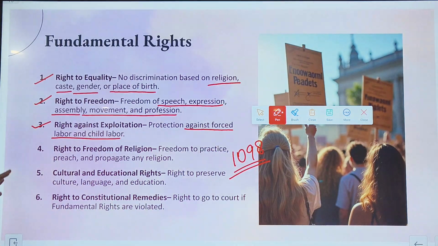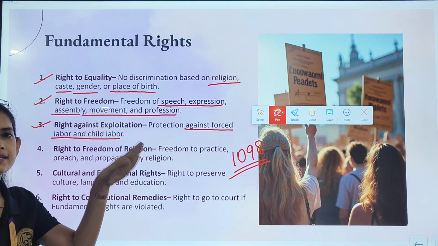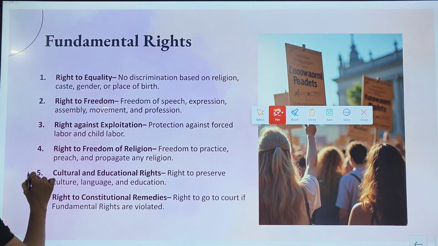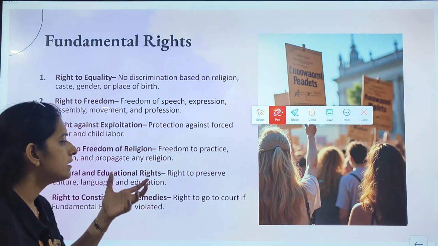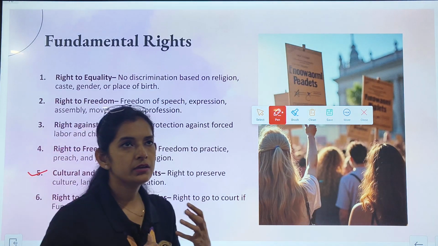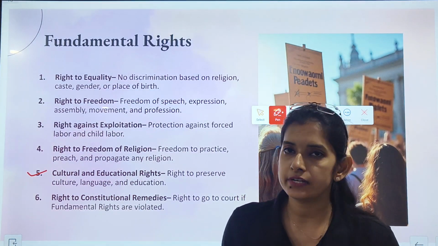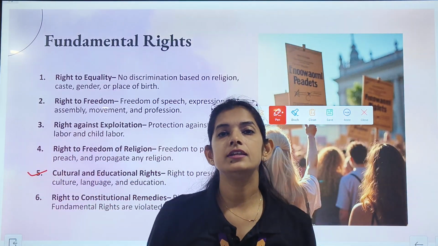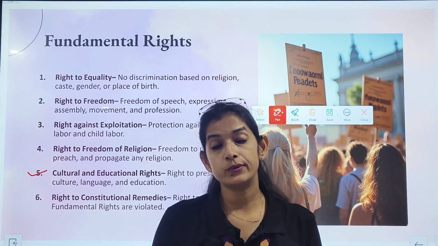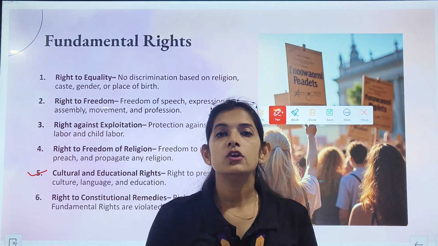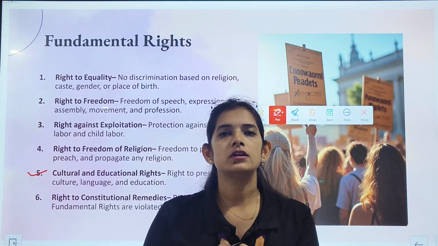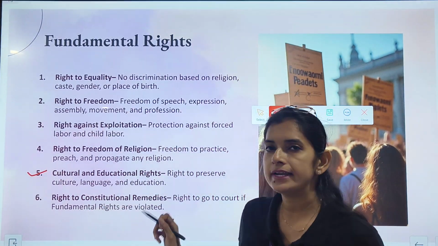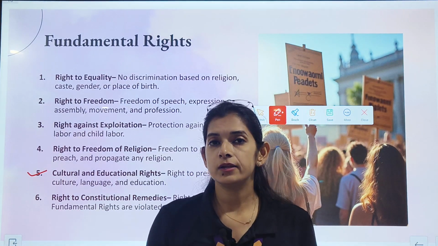Clear? Next, right to freedom of religion, that is, each and every individual is free to follow whichever religion they feel like. Fifth is cultural and educational right. That means we have the right that we can preserve our culture, our language, our tradition. How would we be doing that? Like I've already told you, there are different religions in India. Different people are following their own different religions. So to safeguard those particular traditions, there is a cultural and educational right, which is given to us as a fundamental right.